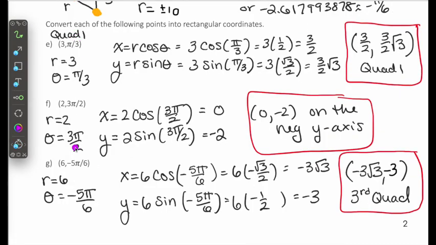For the last 3 parts of the example, we're going to go from polar coordinates to xy coordinates.